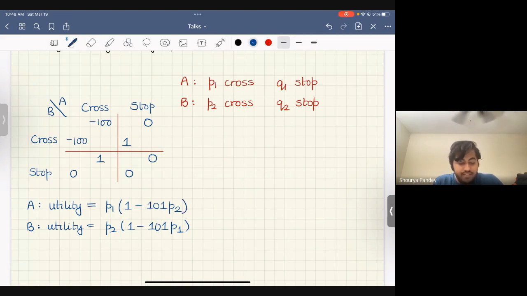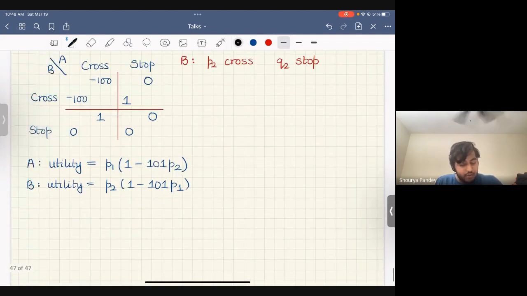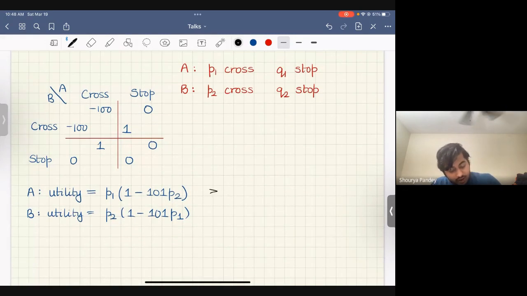Now, when is this a Nash equilibrium? It is a Nash equilibrium when this is greater than or equal to P1 prime times 1 minus 101 P2 for all P1 prime.